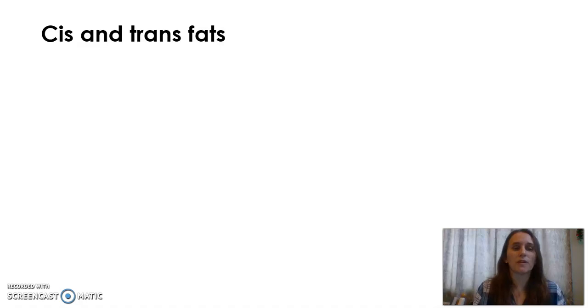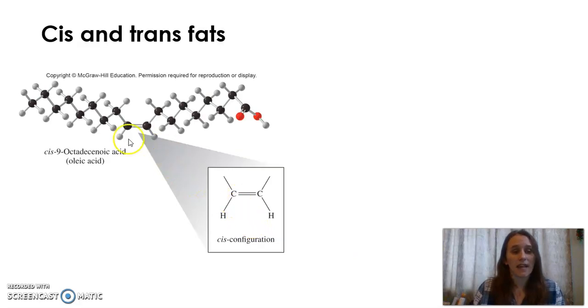PowerPoint's having issues, but through cis and trans fats. The majority of naturally occurring fats and oils are cis. If they have a double bond, the parent chain ends up on the same side of that double bond. So in this case, this is above, so this is a cis fat.